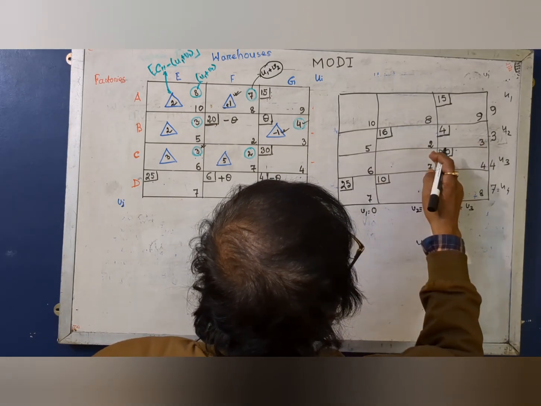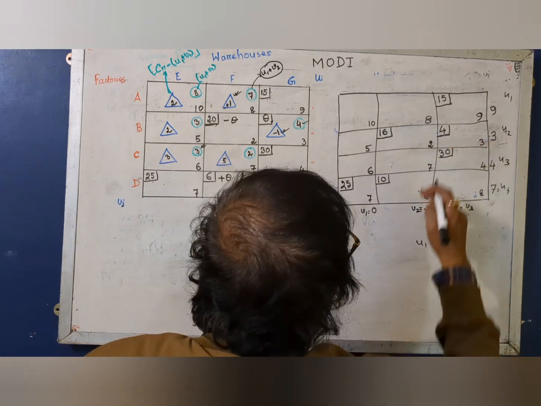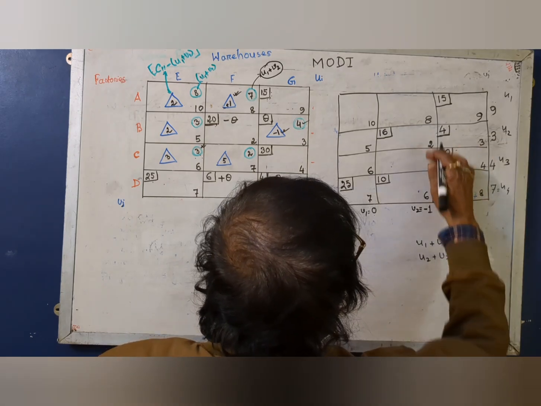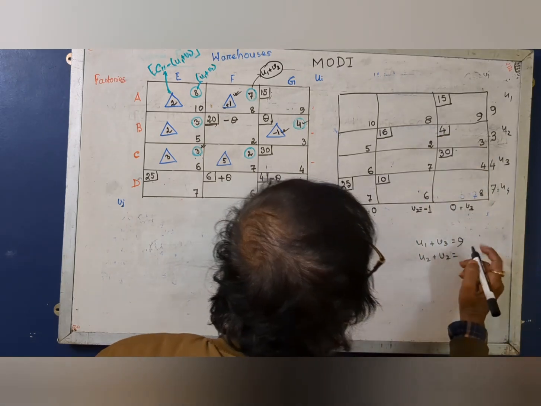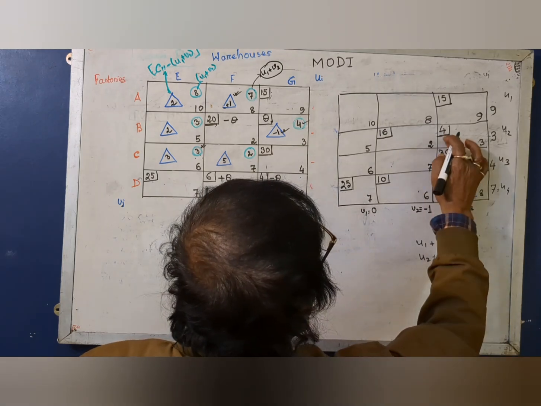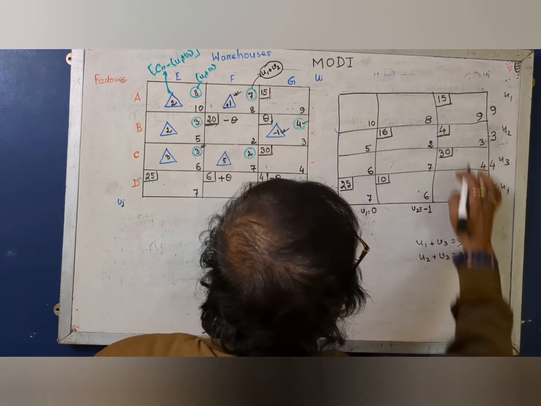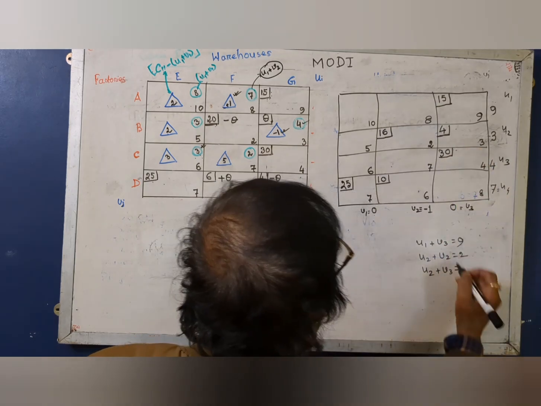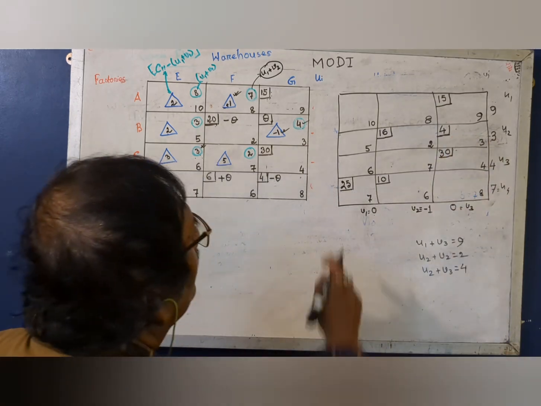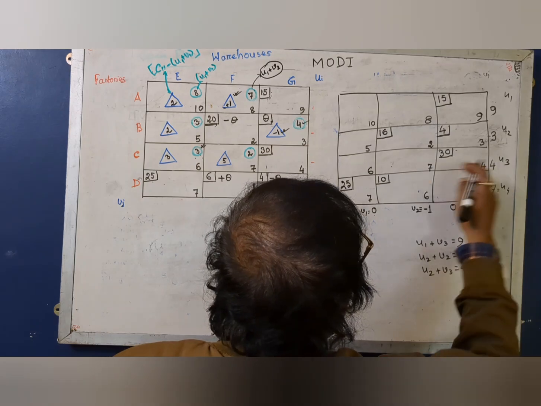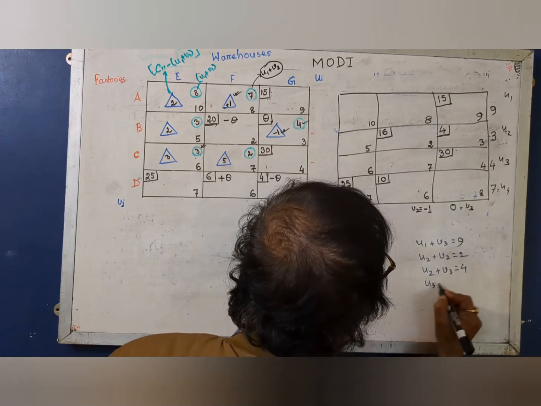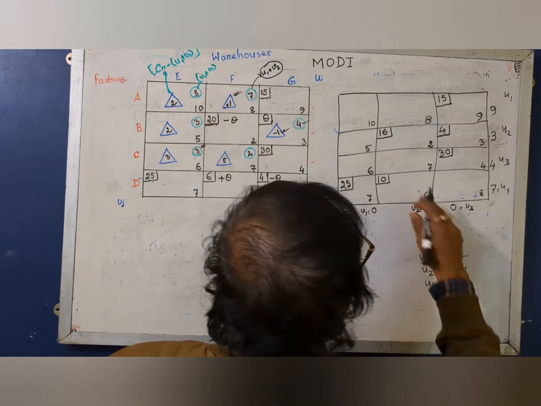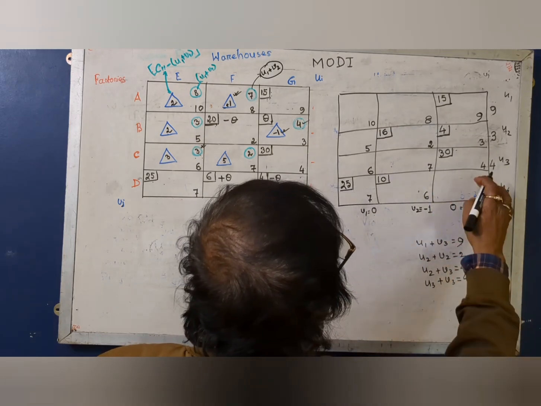This is a basic cell, that means U2 plus V2 is equal to 2. This is the equation. Then this is U2 plus V3, U2 plus V3 is equal to 4. Now U3 plus V3 is equal to 4.